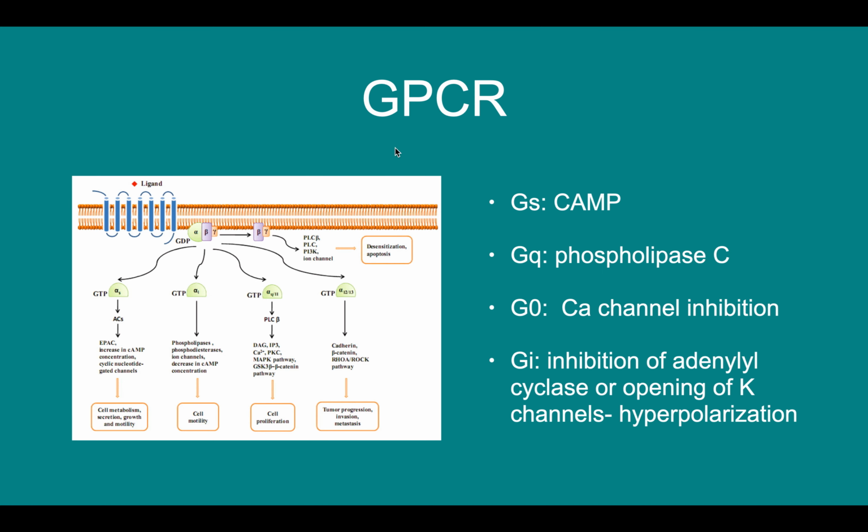So the G protein coupled receptors, there's a bunch. Gs, the stimulatory protein, is going to use cAMP. Gq is going to require phospholipase C. Go is going to be calcium channels, and Gi inhibition is going to be inhibiting adenyl cyclase or opening of the potassium channels to induce hyperpolarization.